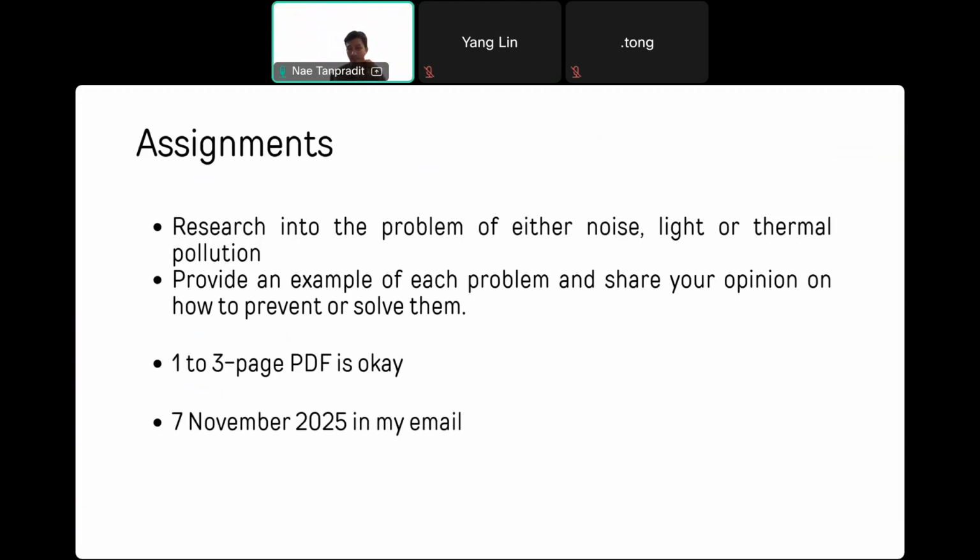But I have a very short assignment. One month, don't worry, one month. I want you to research the problem of these three, because we are talking less about these three pollution sources: noise, light, or thermal, and provide an example of each problem, and share your opinion on how to prevent or solve these problems. A 1 to 3 page PDF is okay.